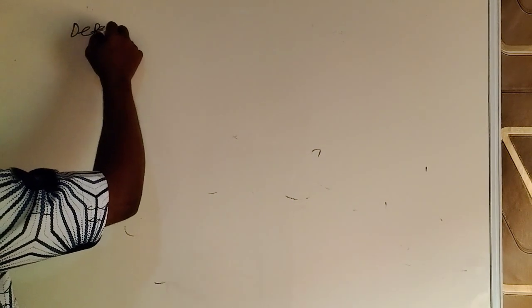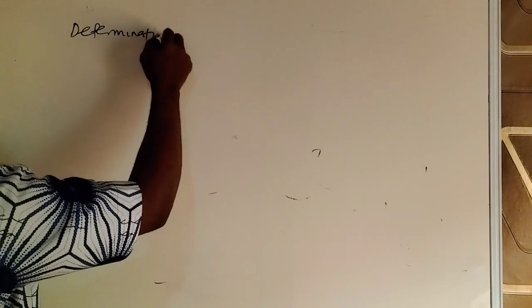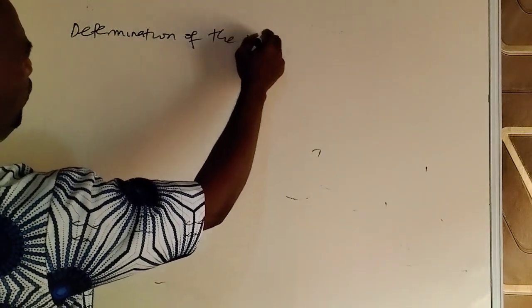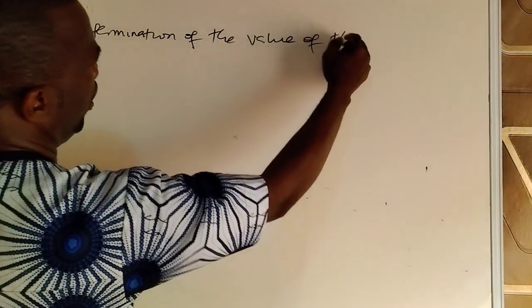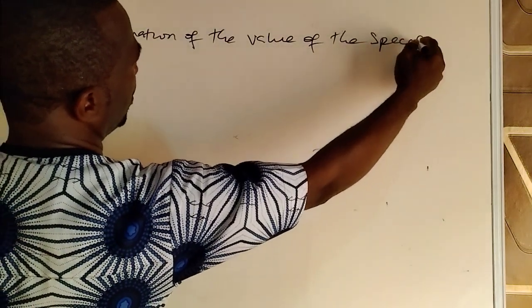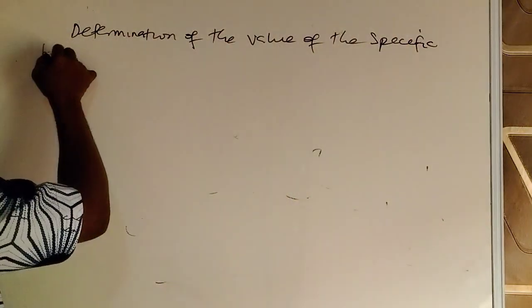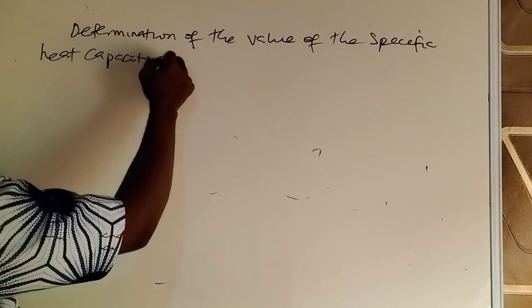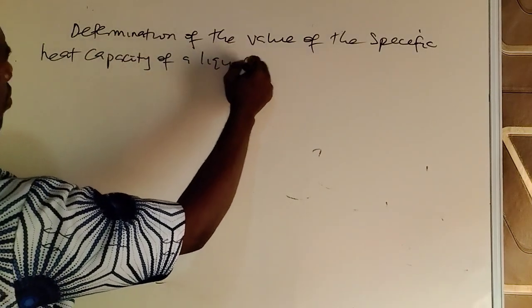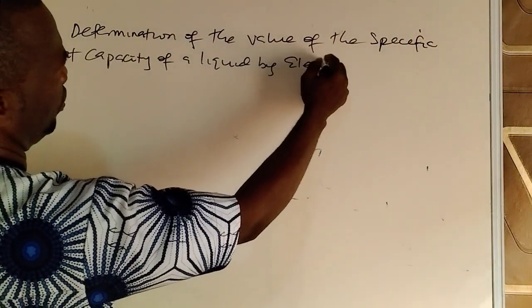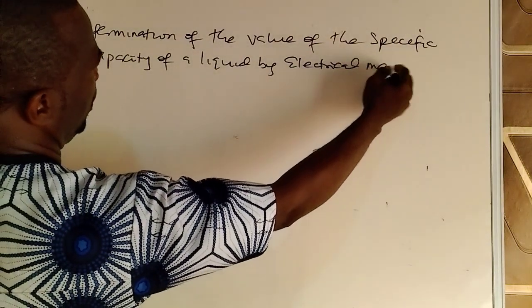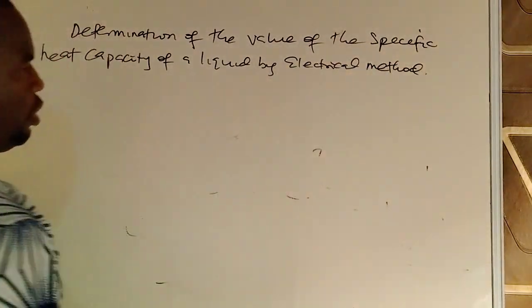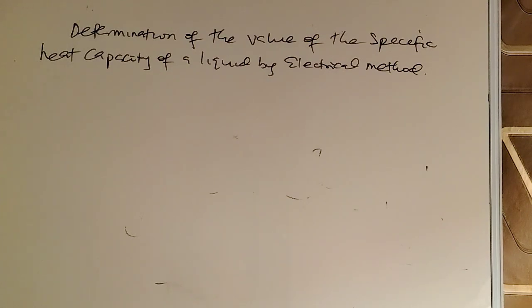So with determination of the value of the specific heat capacity of a liquid by electrical method. So in this method, what do we need for this method?